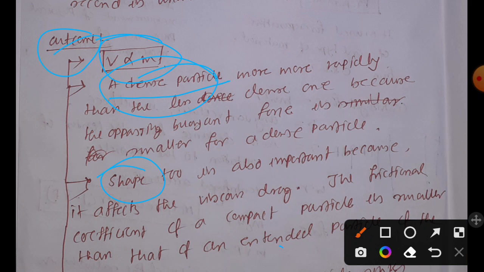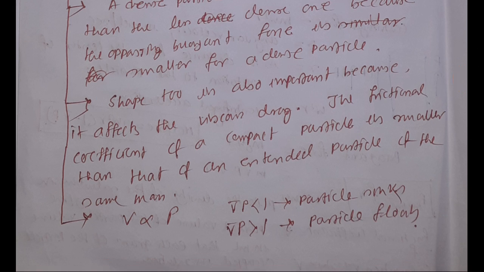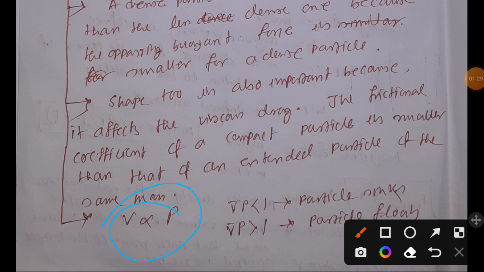Another one is shape. A compact particle will exhibit a lower frictional coefficient than an extended particle. That means if your mixture has protein and DNA, then protein will sediment faster than DNA, because DNA is relatively extended. So it will exhibit a greater viscous drag and a greater frictional coefficient than the protein. And it is proportional to the density of the solution.